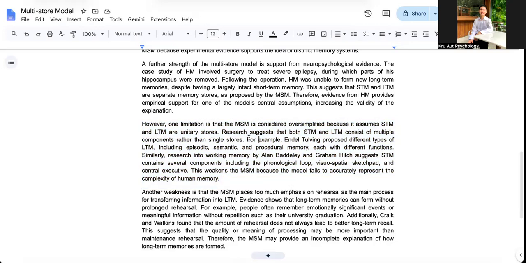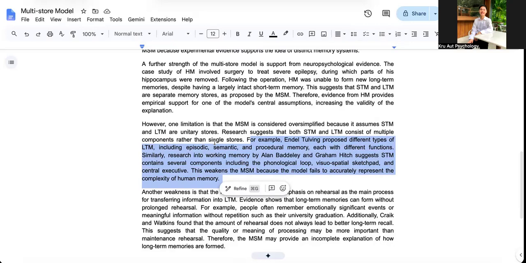For example, we need to include an example. So any P paragraphs that don't have evidence, we can think of examples, give examples, use the phrase for example. That's fine. We don't always need evidence. It's not like we are taught evidence in every single topic, and that would be too much to memorize as well, right? So for example, Tulving, just the last name is fine, proposed different types of long-term memory, including episodic, semantic, and procedural memory, each with different functions.